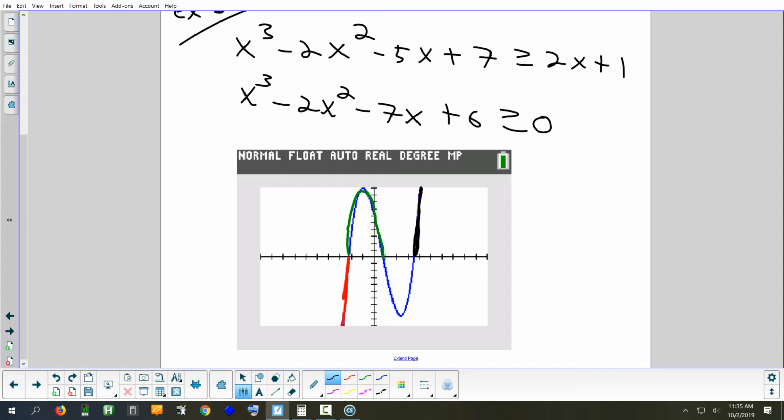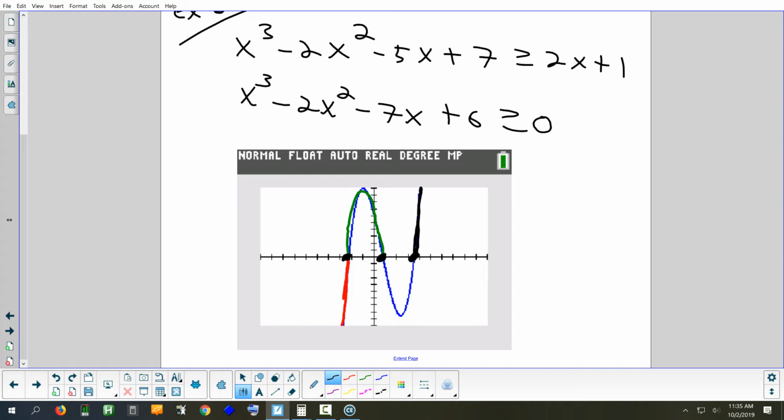Okay. So can anybody tell me where this graph is greater than or equal to 0? Which sections? Brianna? The green and the black. So, because we can't write the green and the black on a test, we have to put numbers. I have to find this, this, and this.